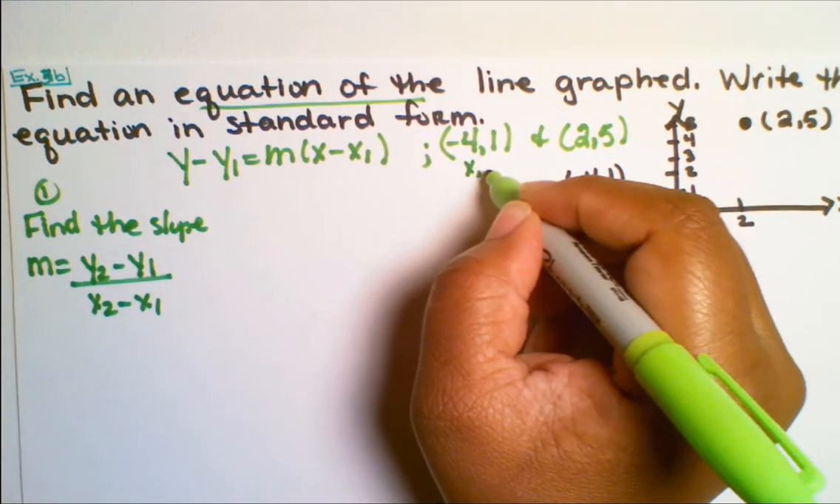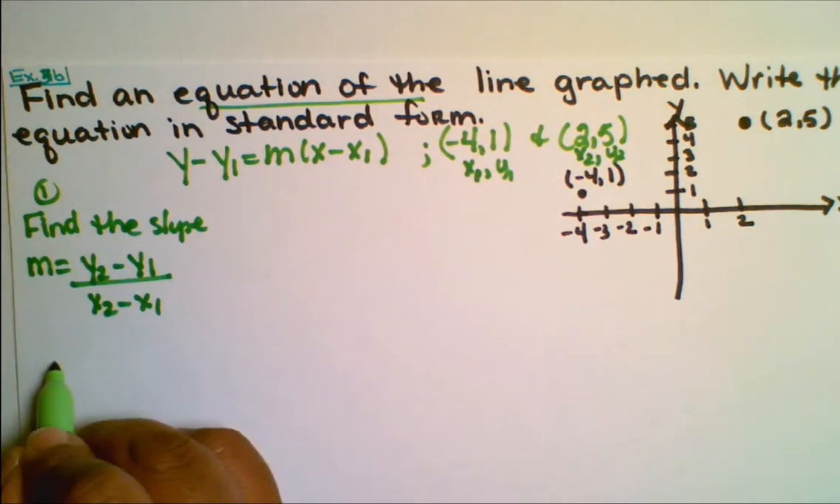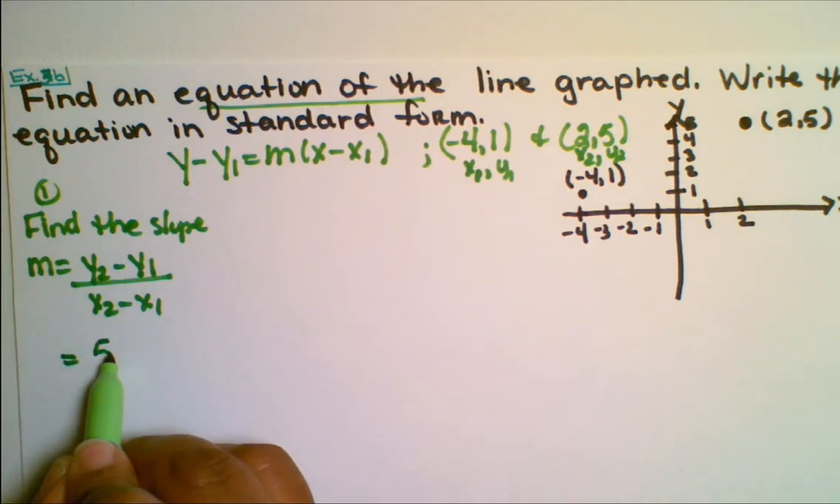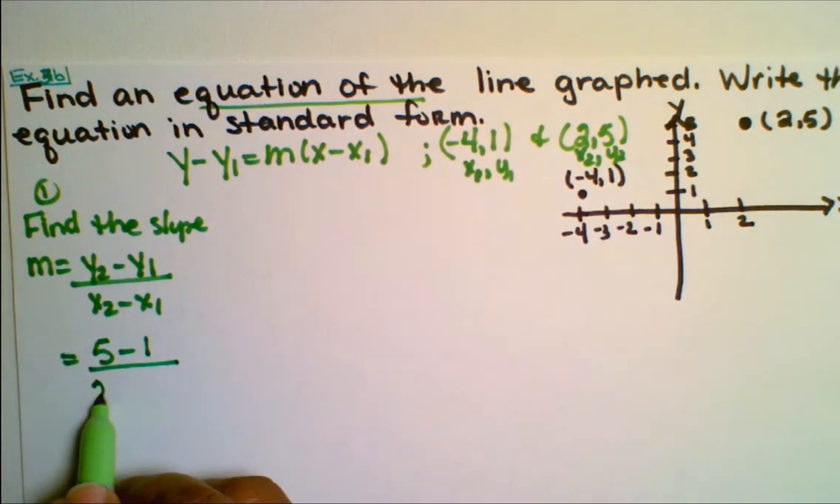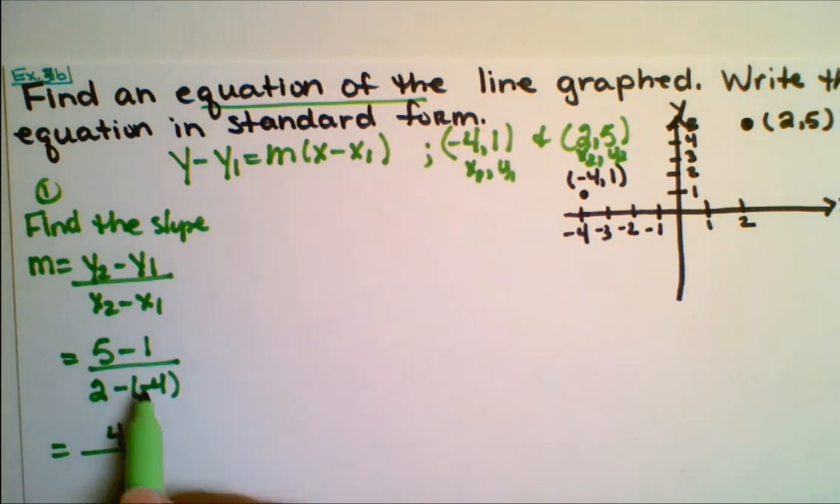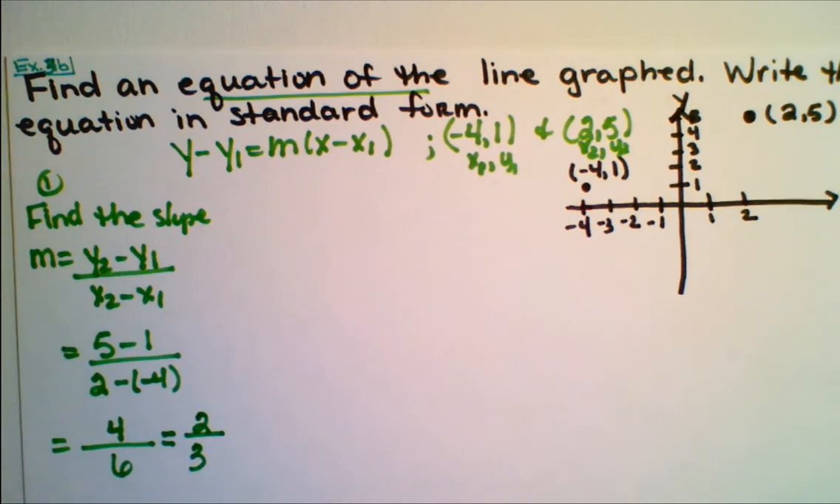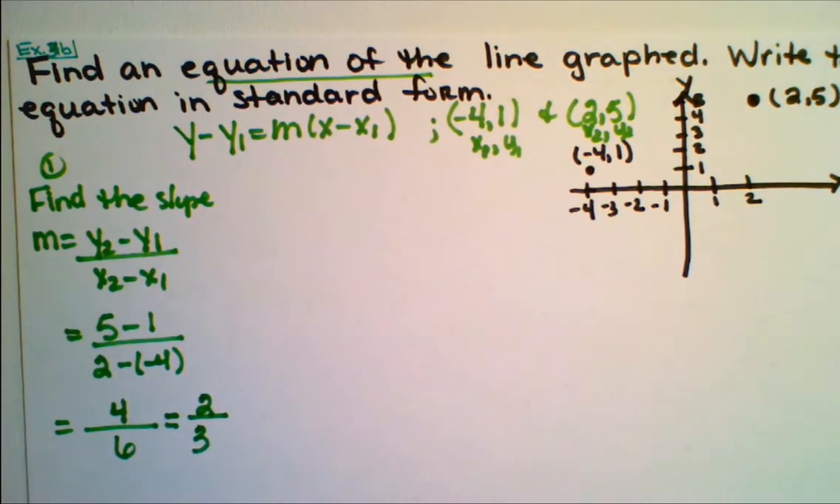So let's label, and let's substitute into the formula. We have 5 minus 1 all over 2 minus -4. 5 minus 1 is 4. 2 minus -4, that is 2 plus 4, which is 6. And then we reduce that to give us 2/3. Okay, so we have our slope.